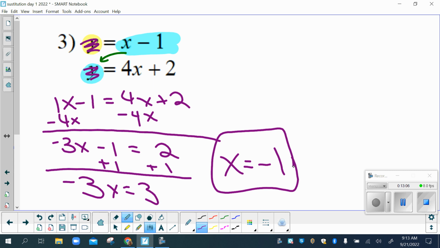And you can plug it into either of those guys, because watch what will happen. I get the same answer. I can go -1 and -1 and get -2. Or I can go -1 right there, -4 plus 2, and again, -2. They work the same. So don't let the fact that it looks a little scary fool you.